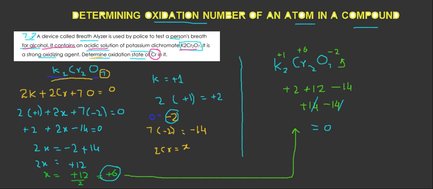So if you remember, there was a rule for oxidation state which we studied in the previous lecture, that the algebraic sum will always be equal to 0 for a neutral compound or molecule. So as you can see, the algebraic sum is equal to 0.